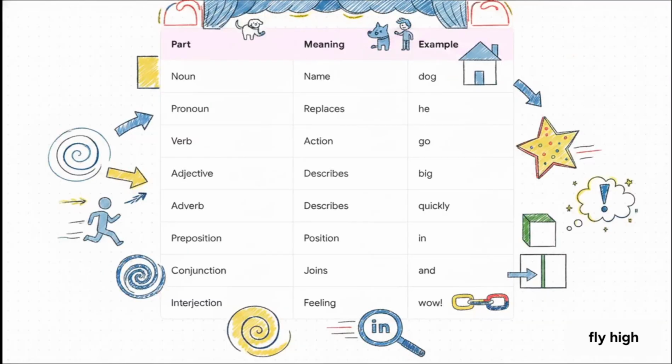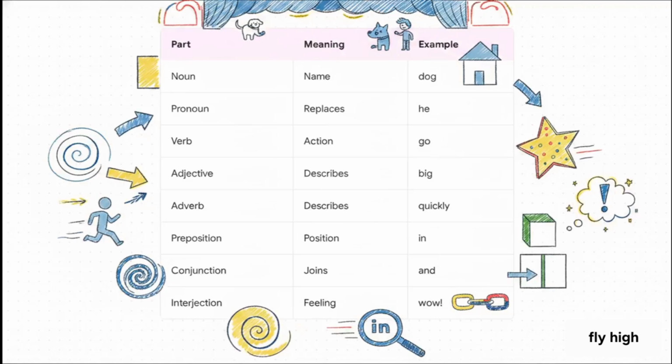Okay, so every solid structure needs raw materials, right? In language, you can basically think of these raw materials as the actors, the actions, and the props on a movie set. Without them, well, we don't have a scene. Our whole cast of characters consists of exactly 8 parts of speech. Nouns, like dog, and pronouns, like he, are our main actors. They're the people, the places, the things.